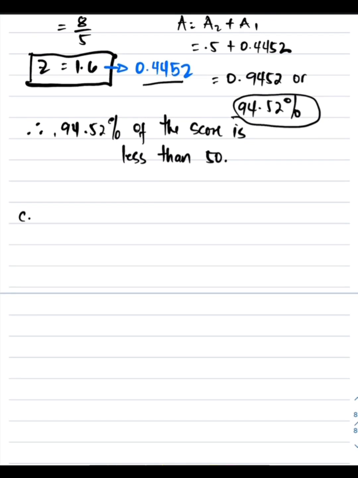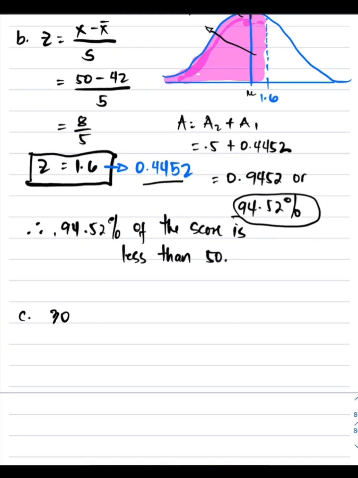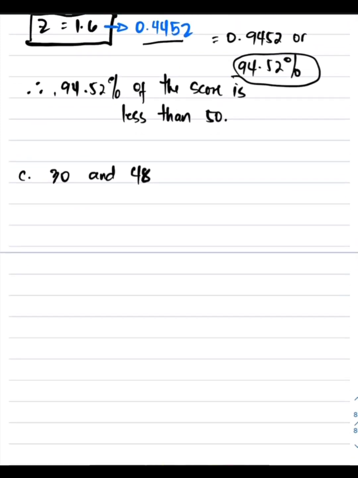And letter C, that is in between 30 and 48. First, let us find the value of z when the observed value is 30. So, z equals 30 less 42 over 5. So, that is negative 8 over 5. 30, so that is negative 8. That is negative 2.4.